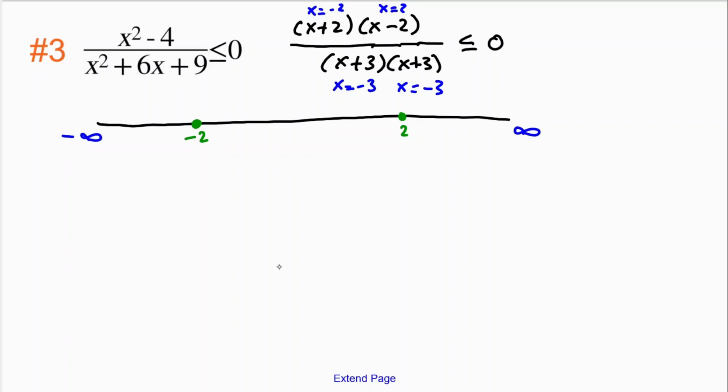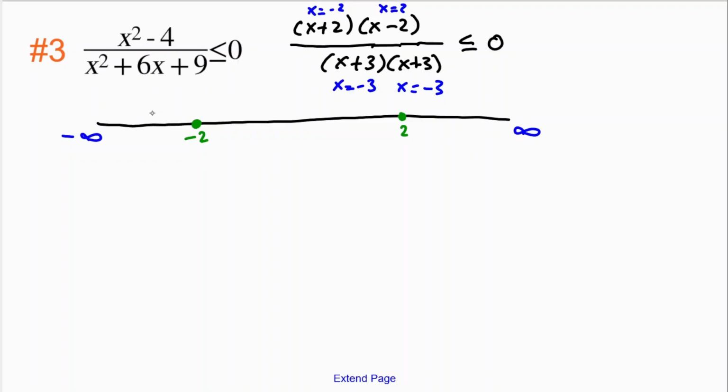Another thing to pay attention to is that these factors are in the denominator, and the denominator cannot be 0. In this case, the denominator is 0 if x equals negative 3, because if we plug in negative 3 into this guy here on the left, we're going to get something over 0. We don't want that. That means this is not defined. So we are going to put our negative 3 here.